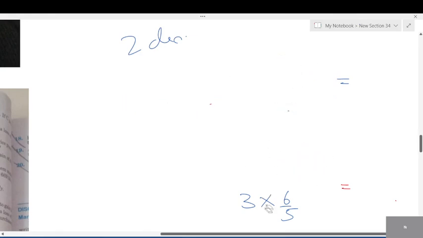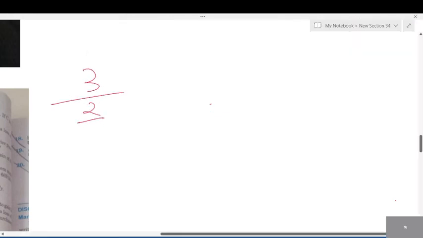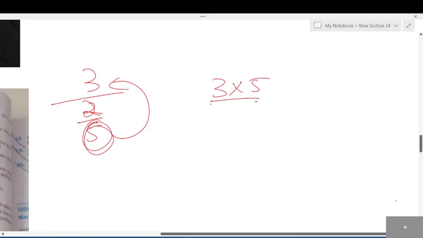These are the few concepts you have to remember. If not, you will never understand this calculation part. Look here. 3 divided by 2, 5. How many denominators are there? 2. So what happens to this 5? This 5 will automatically get multiplied, and this one is constant.